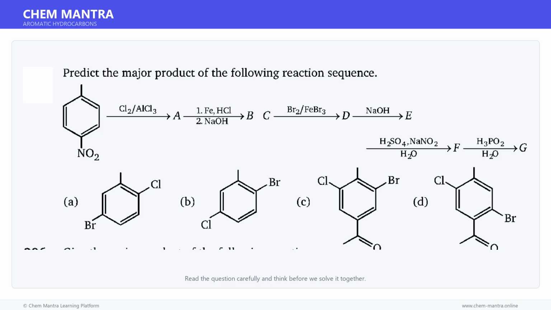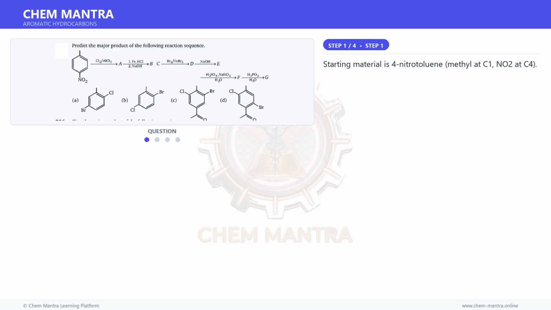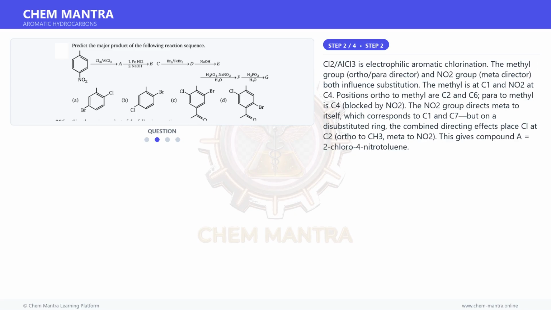Here is a question. Read it carefully and think about the answer. Let us solve it step by step. Let us begin solving this step by step. Starting material is 4-nitrotoluene, methyl at C1, NO2 at C4. Moving on to the next step.